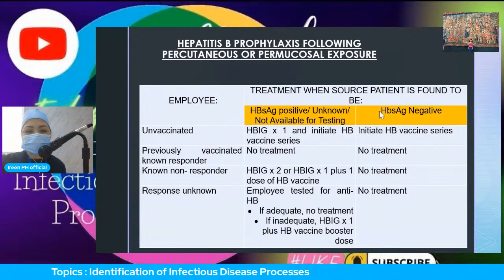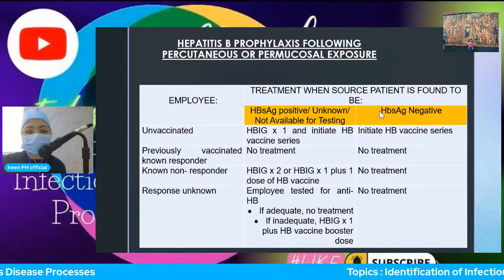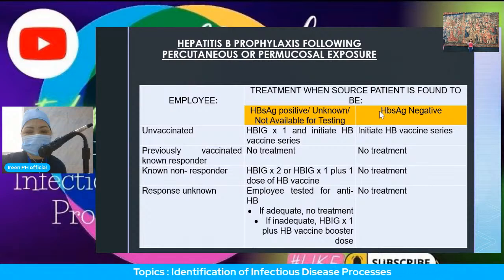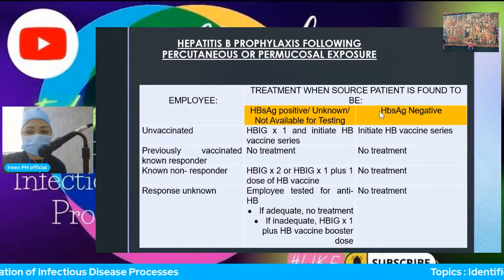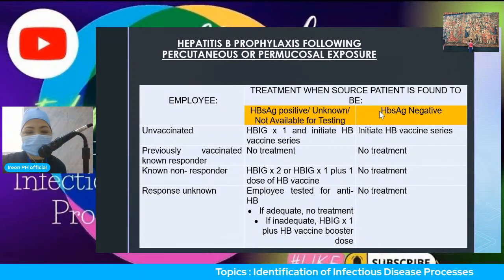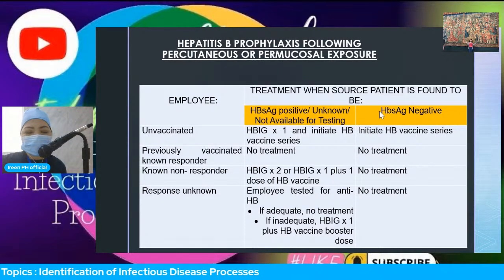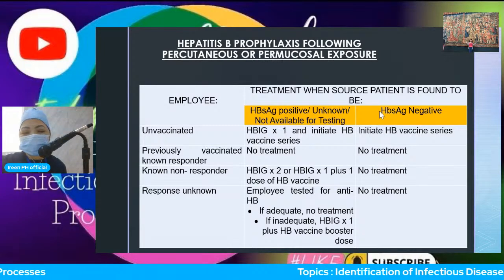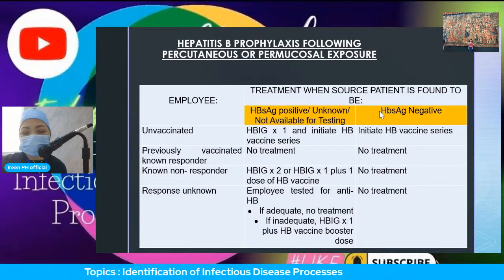Hepatitis B prophylaxis following percutaneous or mucosal exposure. For an unvaccinated employee, if the source patient is found to be HBsAg positive, give HBIG times 1 and initiate the Hep B vaccine series. If negative for HBsAg, initiate the Hep B vaccine series.